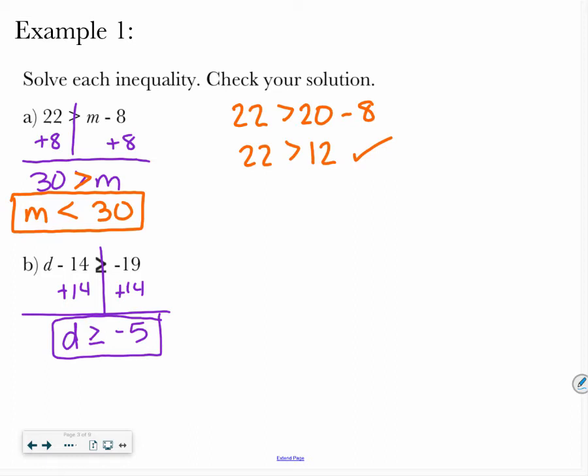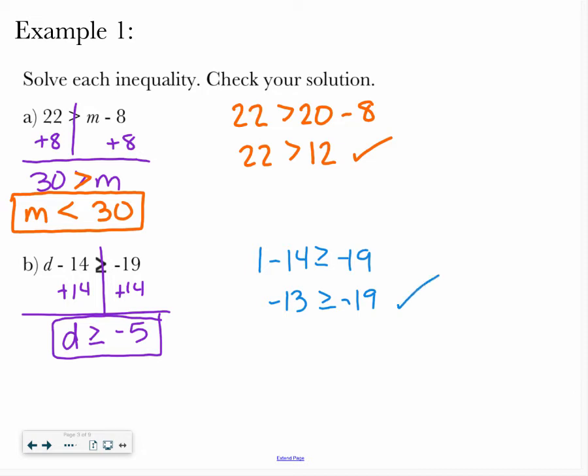Another one that I could try for letter B, I have d is greater than or equal to negative 5. So if I want, I can select either negative 5, or I could do negative 4, negative 3. I'm going to do a positive number just for fun. So I'm going to plug in a 1 minus 14 is greater than or equal to negative 19. So 1 minus 14 gives me a negative 13. Is that greater than or equal to negative 19? It satisfies the greater than part. So I know that this is correct.